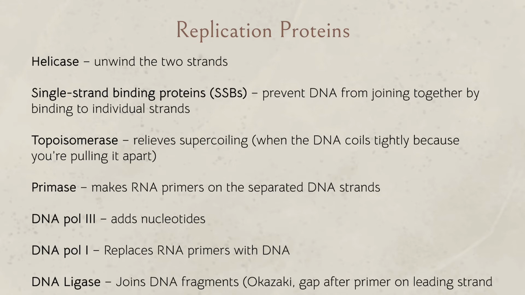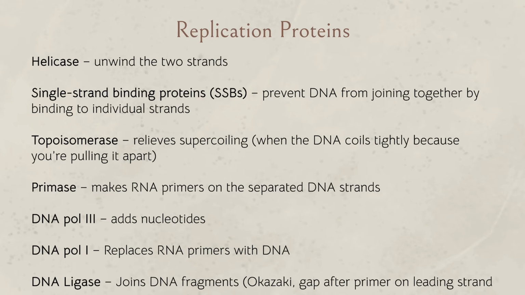So if you think about, say, when your hair is tangled, or you have string or something that's tangled, when you try to pull it apart and it's already twisted, it's harder to pull it apart because it just gets more twisted. So that's basically what DNA does. And what topoisomerase does is it cuts one strand of DNA, so all of that supercoiling is relieved.